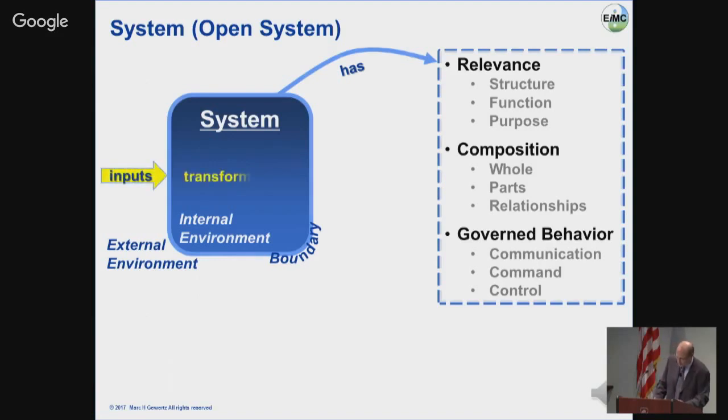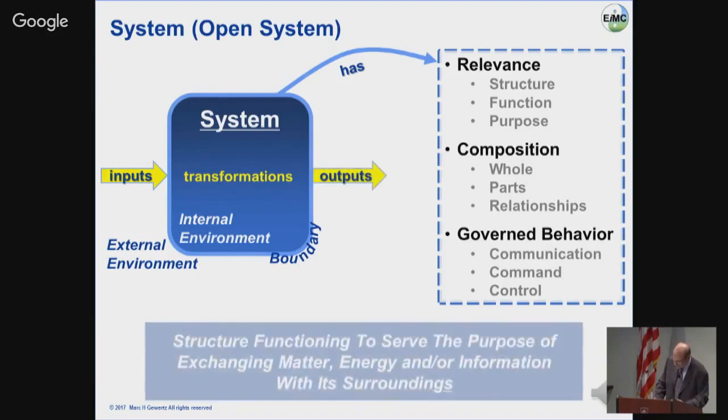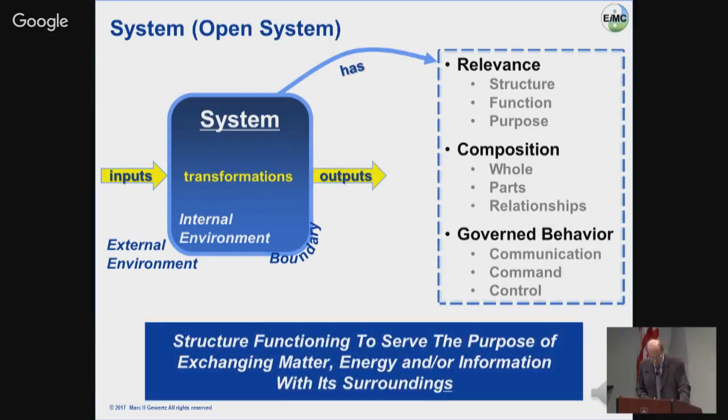All systems have inputs of matter, energy, and/or information to the system, which are transformed by the parts of the system to produce outputs of matter, energy, and/or information from the system, for the ultimate purpose of sustaining the system for the life of the system, both internally and within the environment surrounding the system.